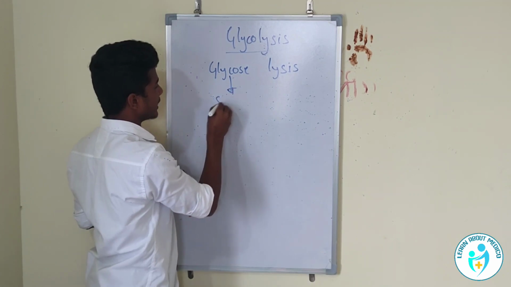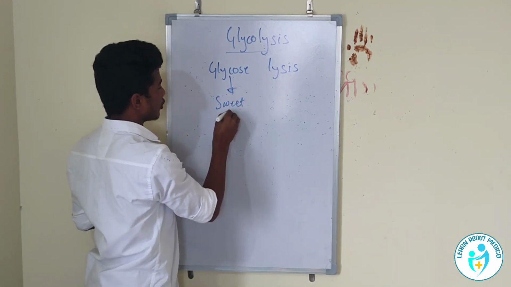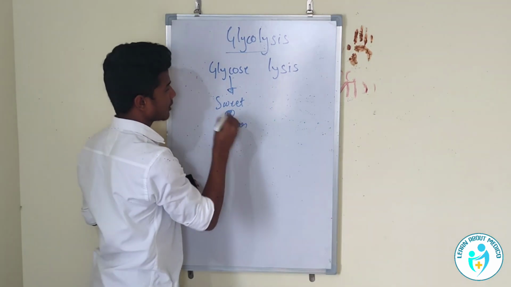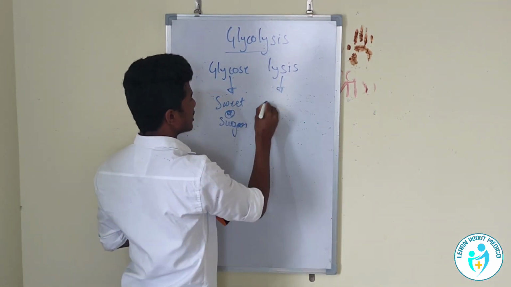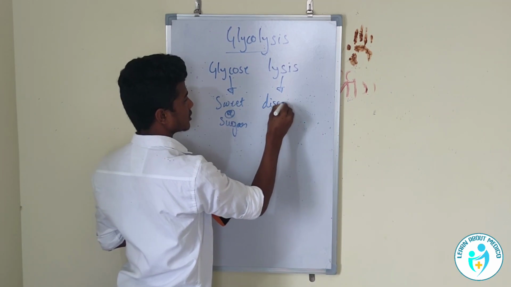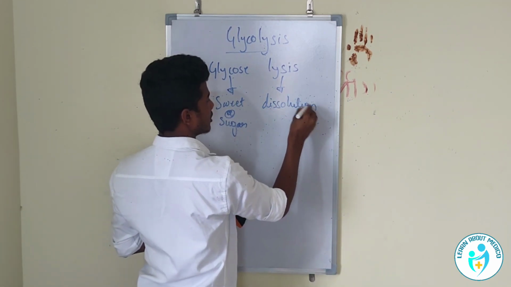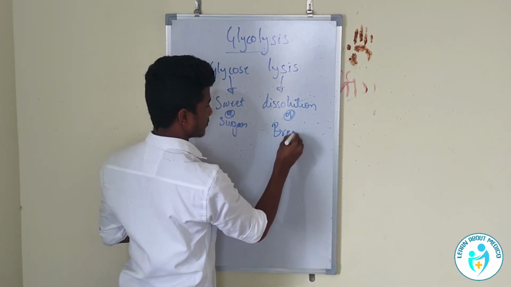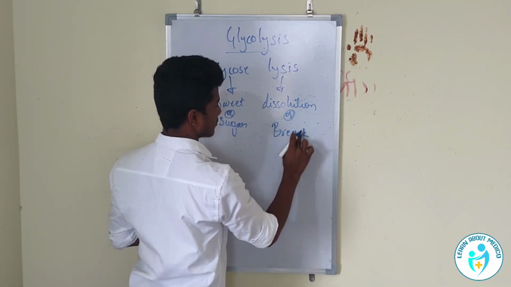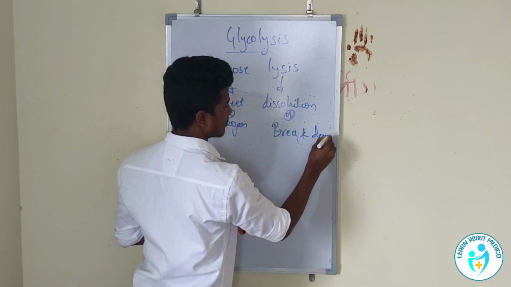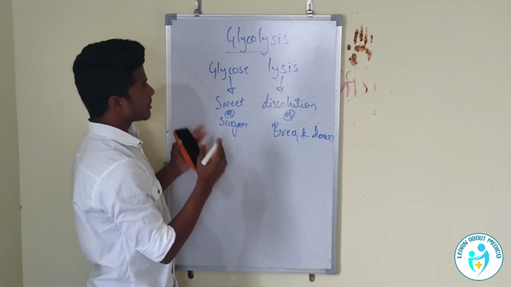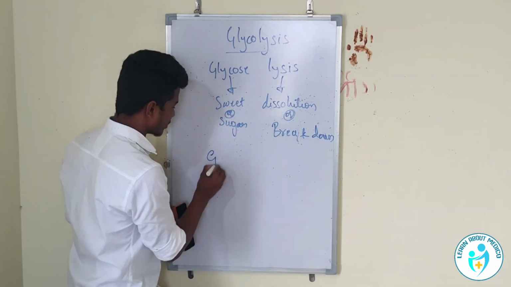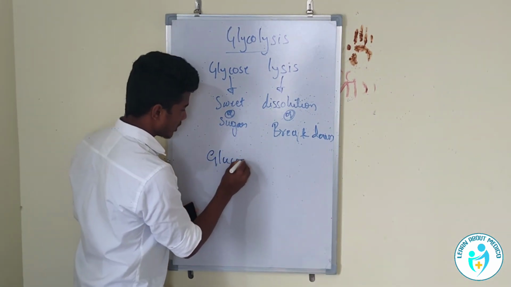Glycose means sweet or sugar, and lysis means dissolution or breakdown. Okay, this is the breakdown of glucose. That is, glycolysis is nothing but the breakdown of glucose.